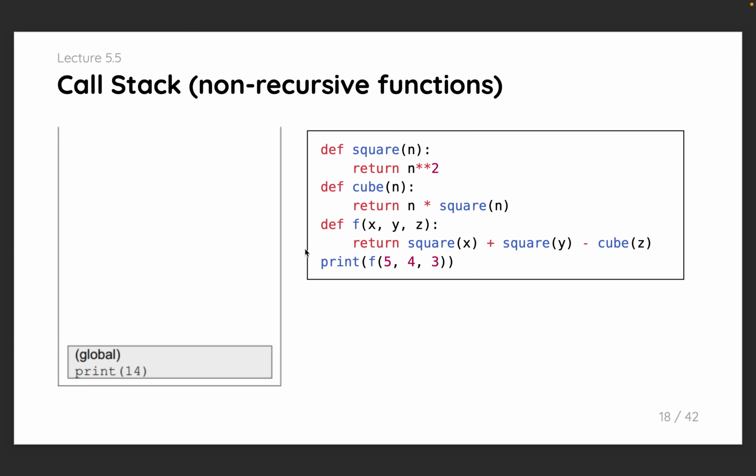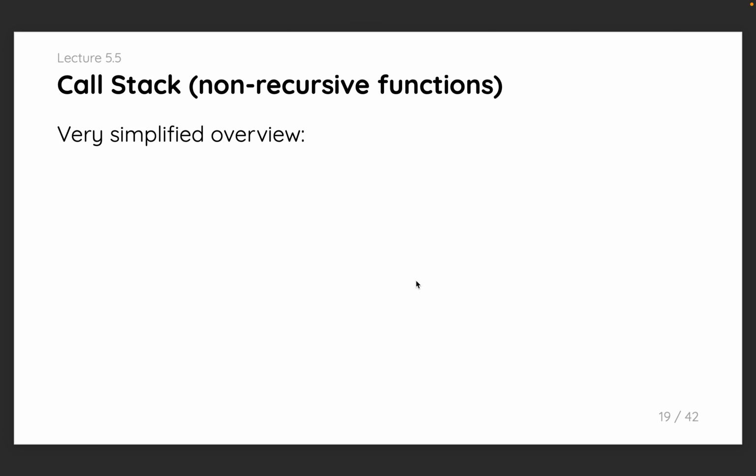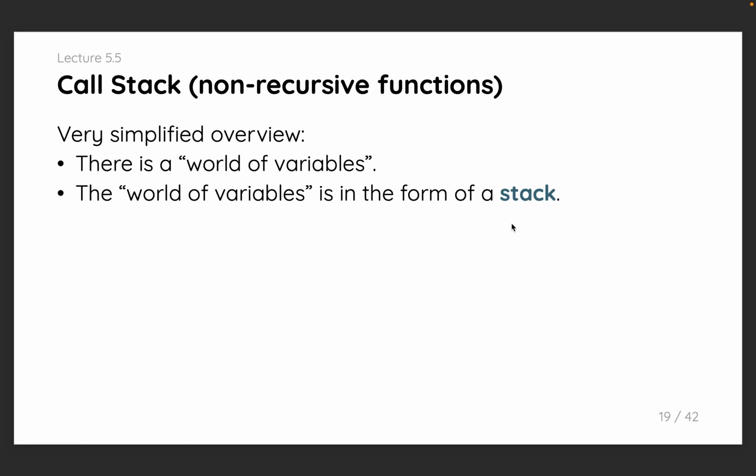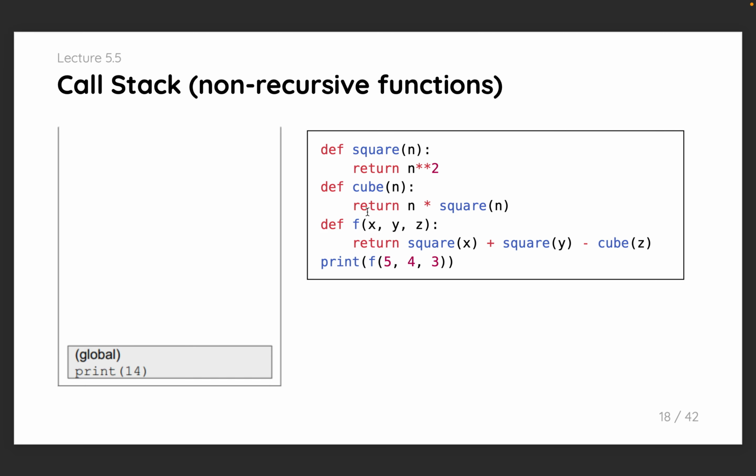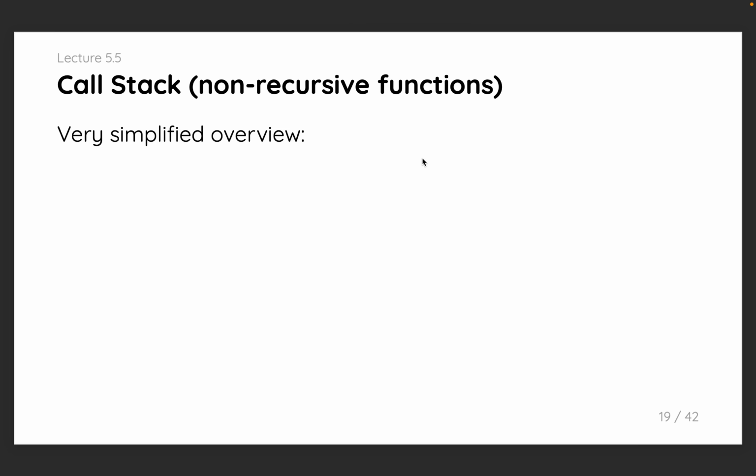So what happened throughout this process? We had two main operations. First, there is a world of variables, which we'll go over later, and this world of variables is in the form of the stack. Imagine that whatever parameters or arguments we have for our functions, you can think of these as variables in their own right. Essentially, what we're keeping track of here is what those variables are equal to.